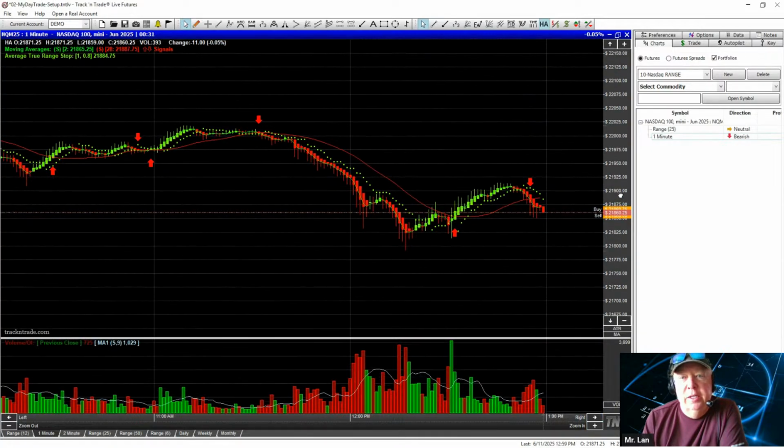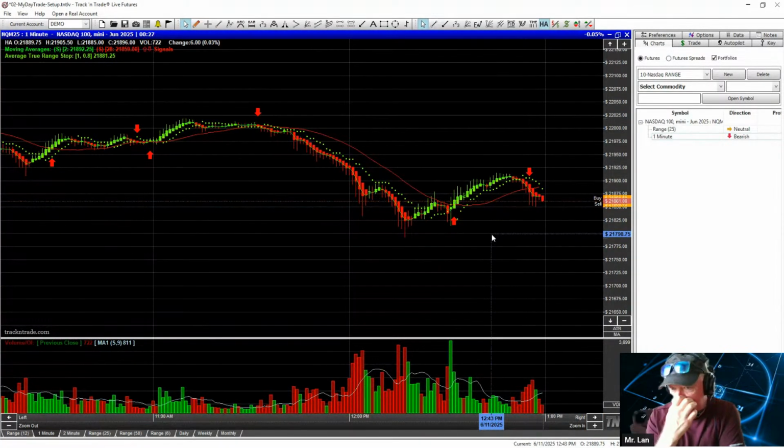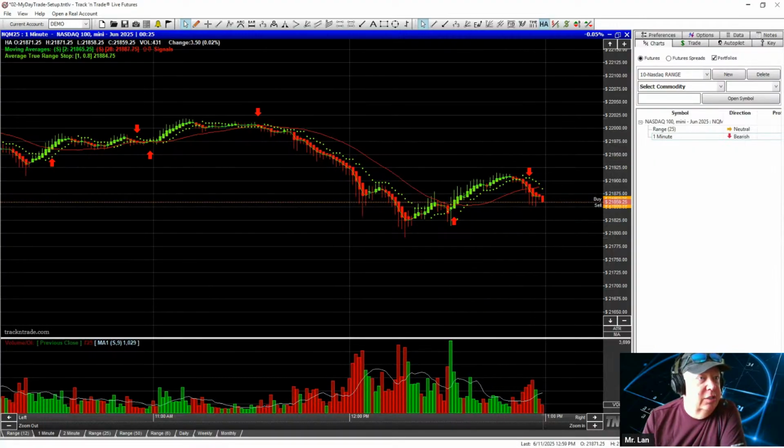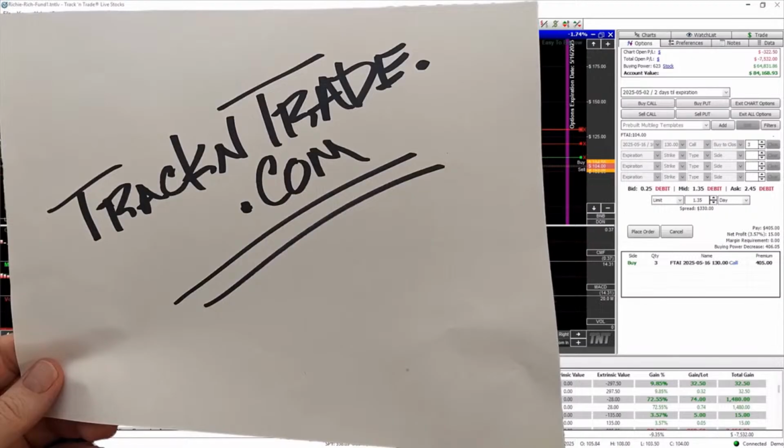Let me come in and show you a little bit about my settings for those of you who are new. Many of you have been here with me for a while and you know my settings, but just for those of you who are new, first of all, this is the software I use. It's called Track and Trade.